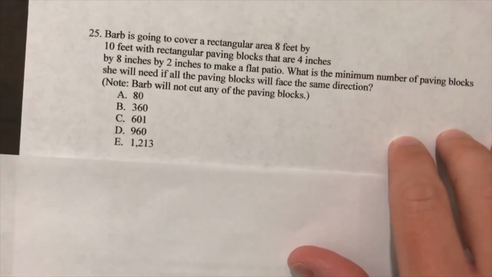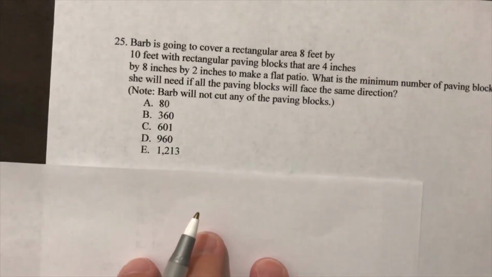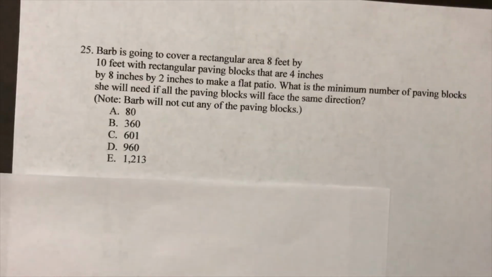We have Barb. Barb is going to cover a rectangular area 8 feet by 10 feet with rectangular paving blocks that are 4 inches by 8 inches by 2 inches to make a flat patio. What is the minimum number of paving blocks she will need if all the paving blocks will face the same direction? Note Barb will not cut any of the paving blocks.